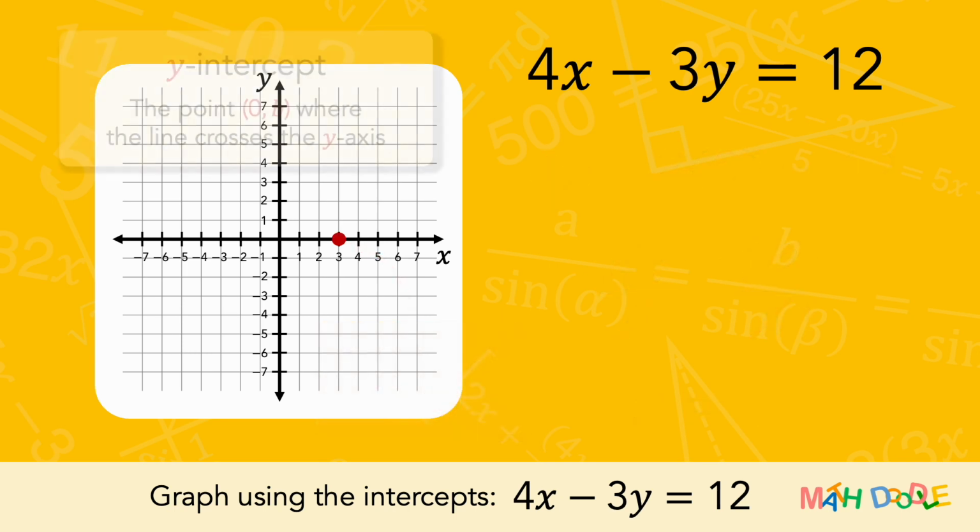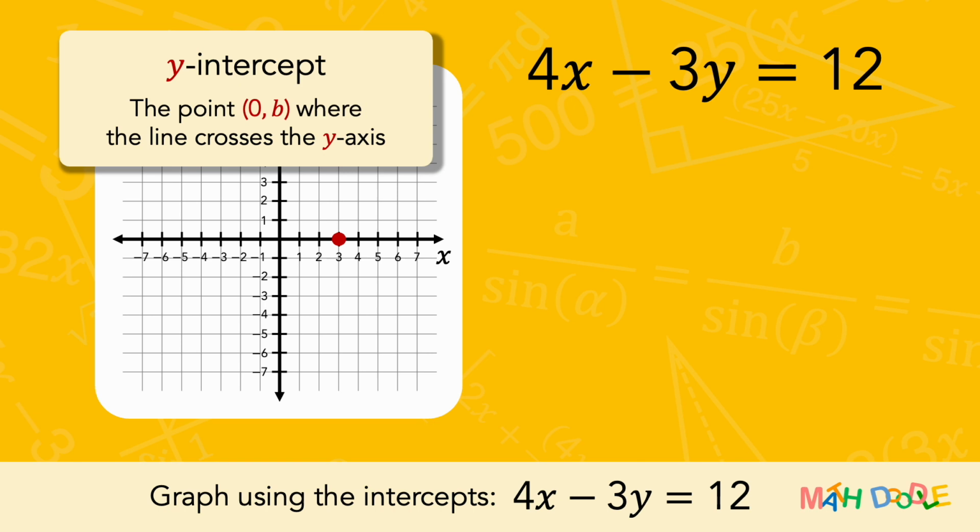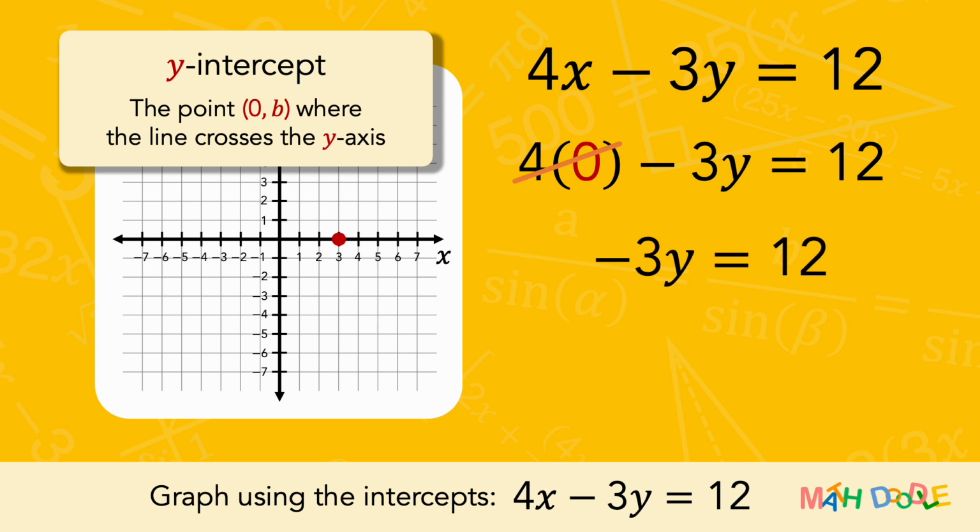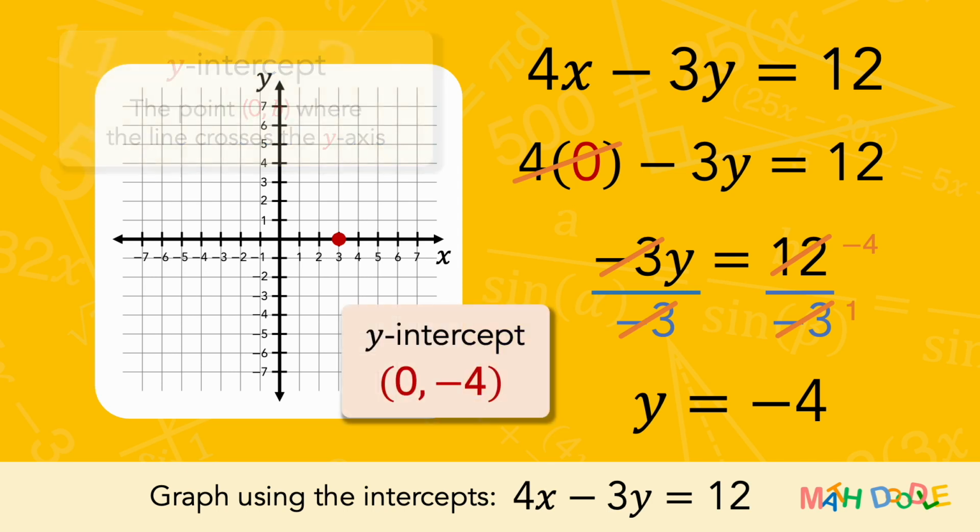Next, let's find the y-intercept. At the y-intercept, x is 0. So, let's substitute 0 for x, and solve the equation for y. The equation can be simplified to minus 3y equals 12. Then, let's divide both sides by minus 3. So, when x is 0, y is minus 4. This tells us that the line has a y-intercept of (0, minus 4), where the line crosses the y-axis.